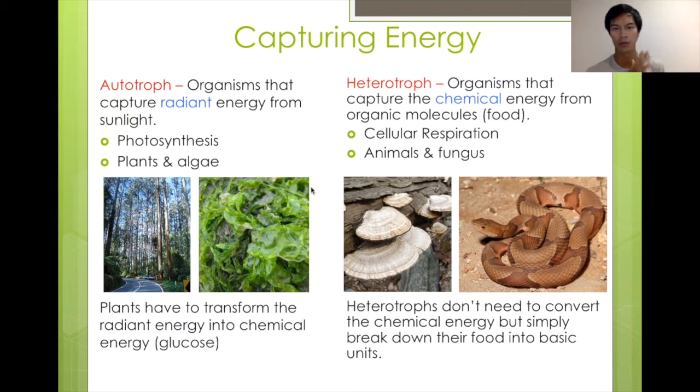Now the second one, the organisms that capture energy or chemical energy are called heterotrophs. They do that through a process called cellular respiration. Animals and fungi and some types of protists will do that. So heterotrophs don't need to convert the chemical energy, but they simply break it back down into its basic inorganic parts.